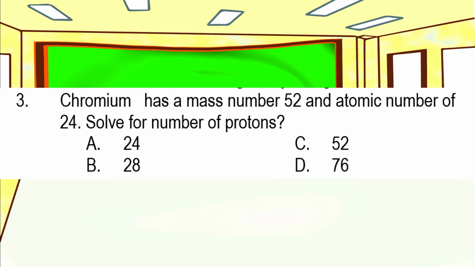Question number 3. Chromium has a mass number of 52 and atomic number of 24. Solve for number of protons. A. 24, B. 28, C. 52, D. 76.